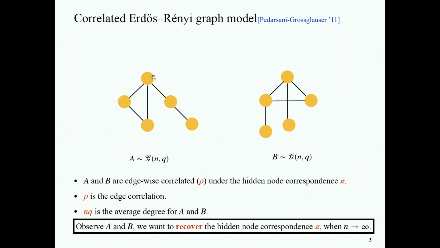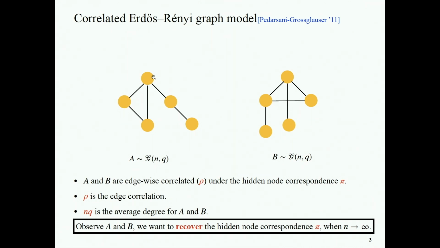Here are two key parameters. One is the correlation parameter rho. The larger rho is, the simpler the problem can be, because the two networks become more similar. The other key parameter is n times q. You can think of this as a measure of graph density. The larger nq is, the denser the graph gets.